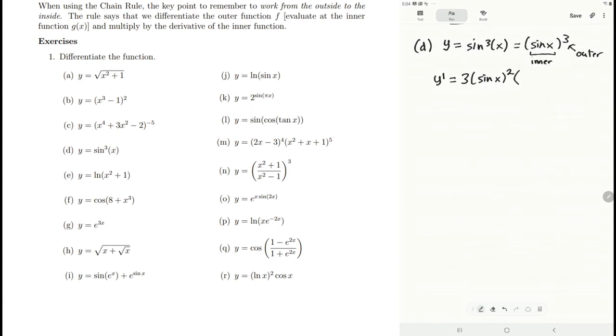So we took care of the outer function. And now we multiply by the derivative of the inner. So the derivative of sine is cosine. And this can be written as 3 times sine squared of x times cos x. So as you're getting more comfortable with finding derivatives, you don't need to write the step that sine cubed of x is sine of x cubed. If you can jump from the function to its derivative, then that can save you some steps.